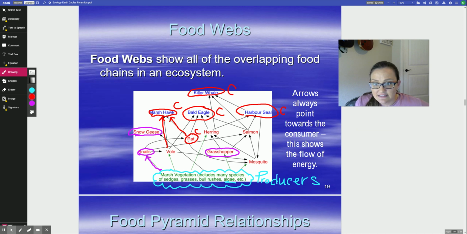Okay. Salmon, they eat snails and grasshoppers and they eat mosquitoes. And so, according to this, and not what I know about real life salmon, I have to say that they are carnivores on this food web alone. Okay, so that leaves voles and mosquitoes and herring.